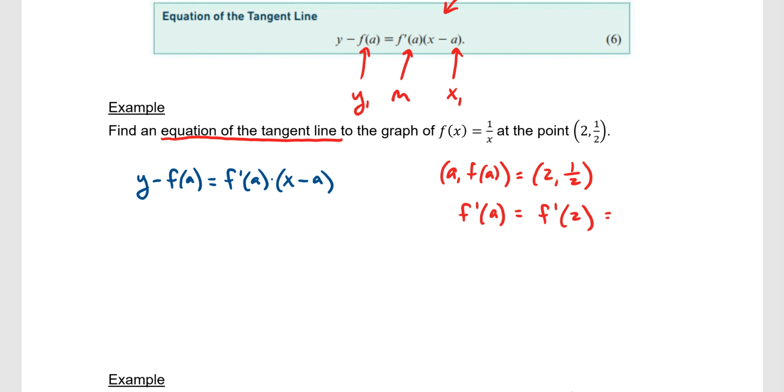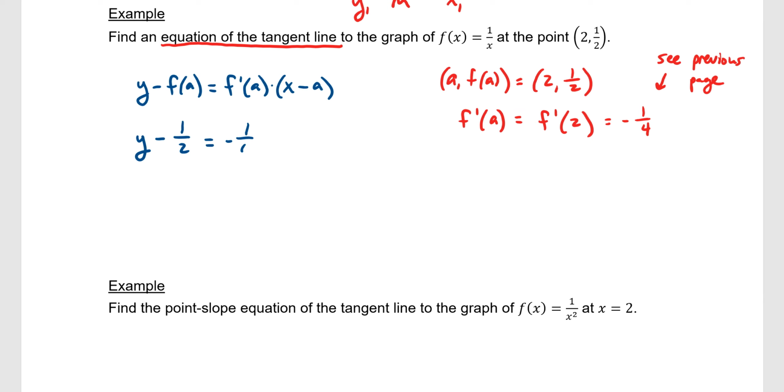And I'll put a little note saying see the previous page. You have to find that the same way we just found it. Once you have these three things, it's similar to what we've done before. We just plug everything in. That's going to be y minus 1/2 equals negative 1/4 times x minus 2.